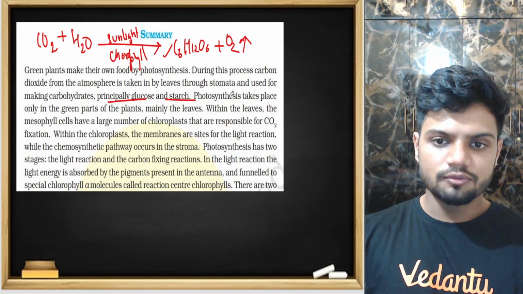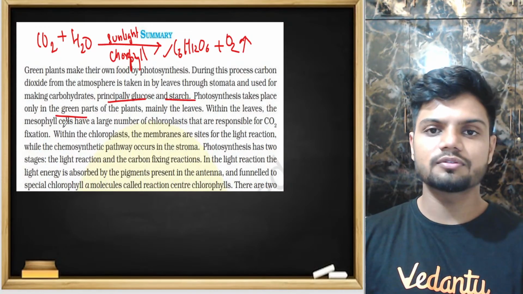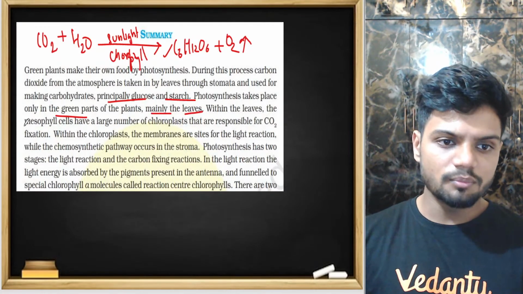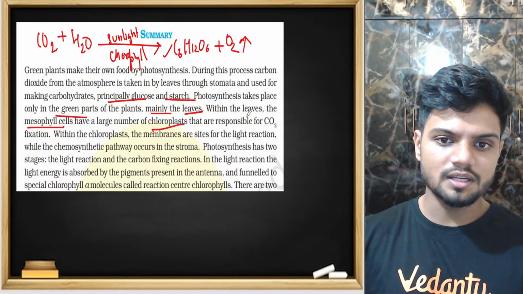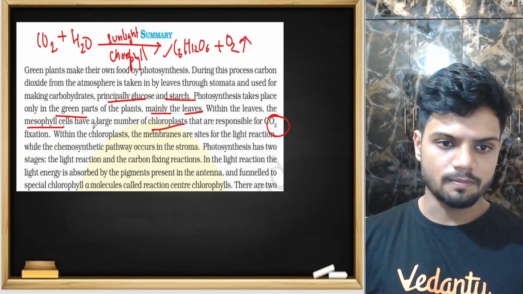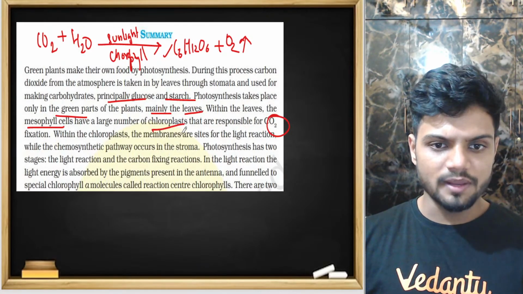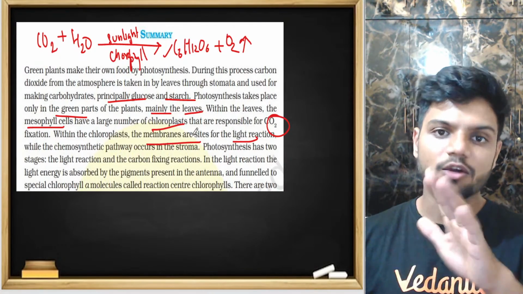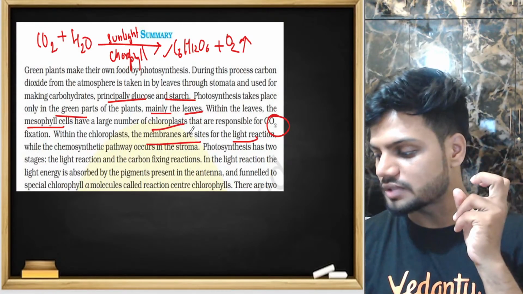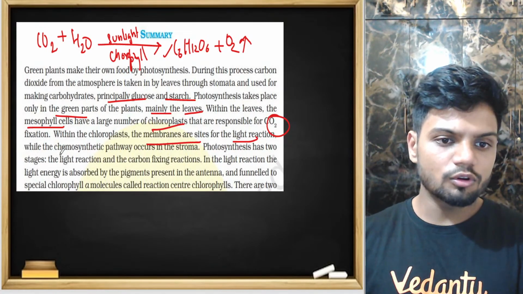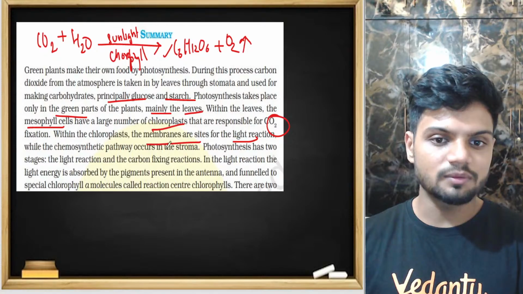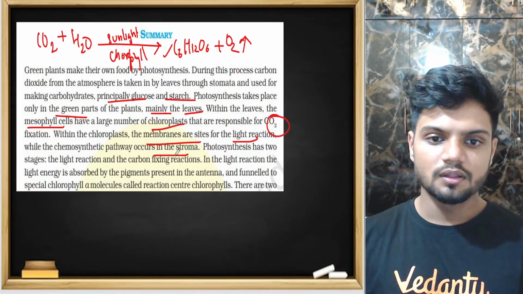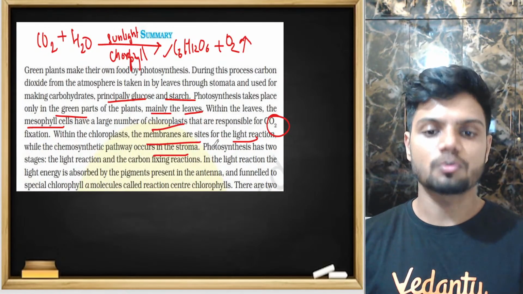Principally glucose and starch. Photosynthesis takes place only in the green leaf. Why? Because of chlorophyll. Mainly the leaves. Within the leaf, the mesophyll cells have a large amount of chloroplasts that are responsible for CO2 fixation. In the chloroplast, the thylakoid membranes are the site of the light reaction. The chemiosmotic pathway occurs in the stroma, that is, the usage of ATP happens in the stroma.